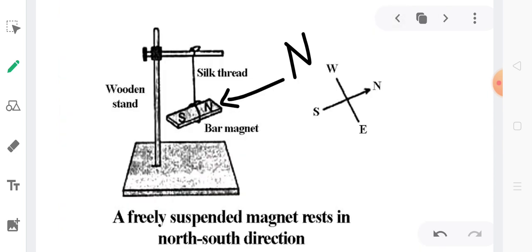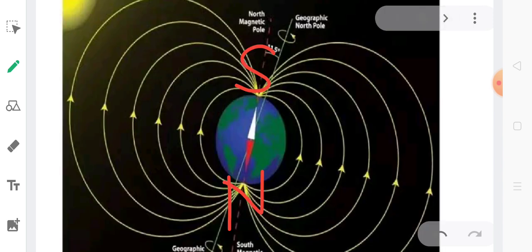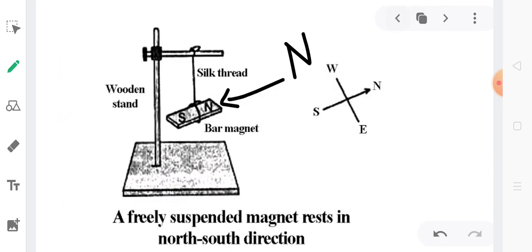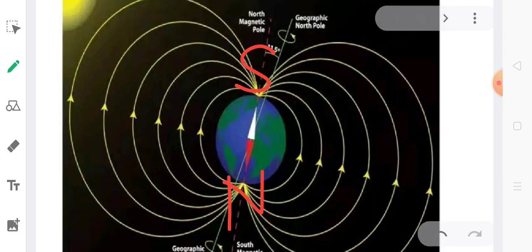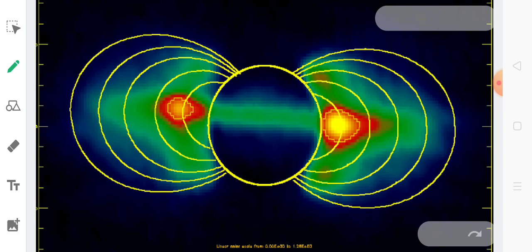this bar magnet, and similarly the magnetic north pole of the earth is going to attract the south pole of the bar magnet. So that's why the bar magnet aligns itself along the geographical north-south direction, and accordingly it gets its name. So this particular directional property of the magnet is actually the magnetism shown by earth.